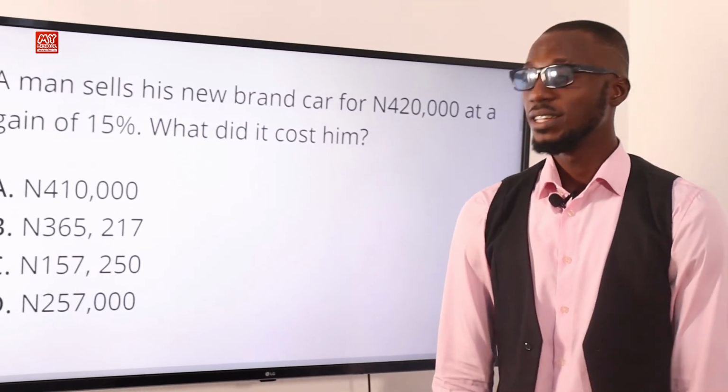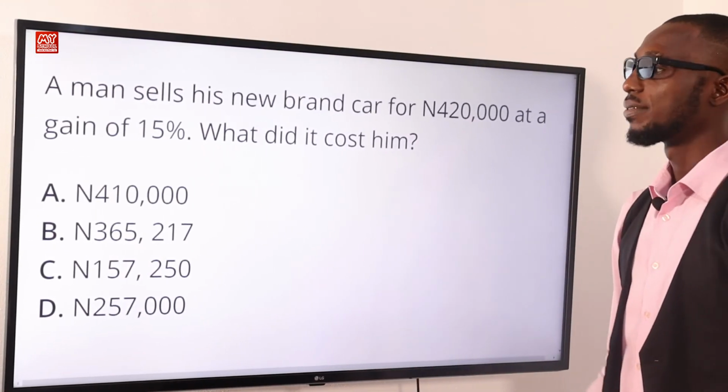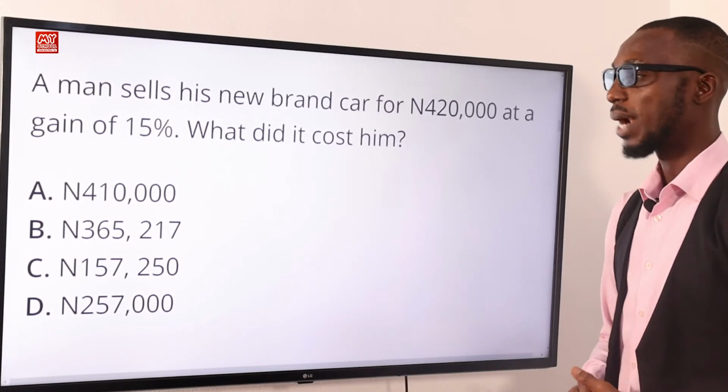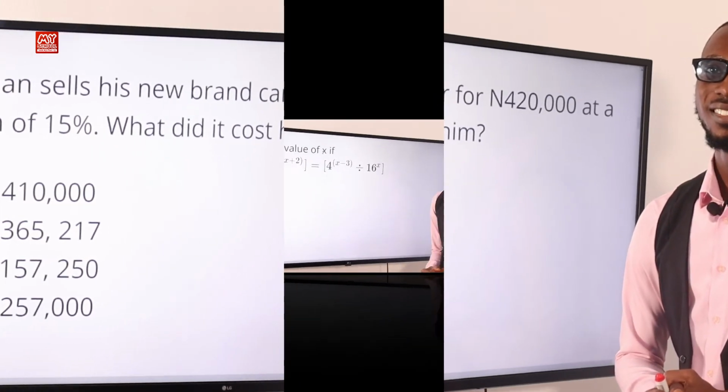So look through the options provided. You will see option B, 365,217. That's the rough estimate of the cost price. So option B is correct.